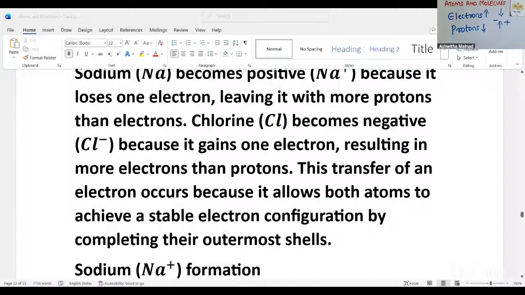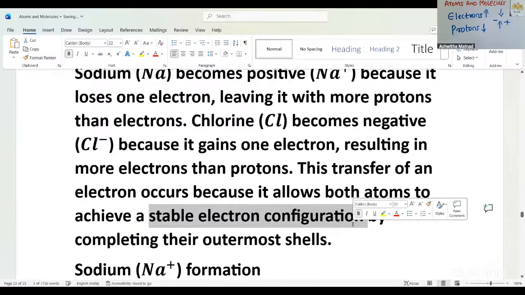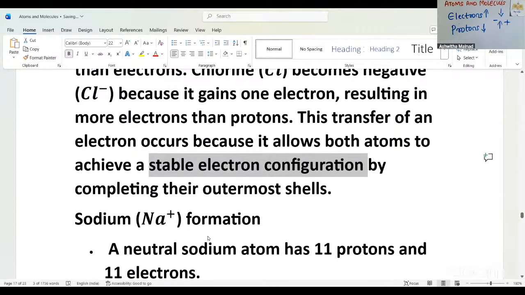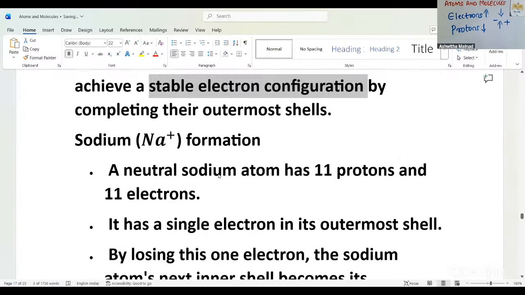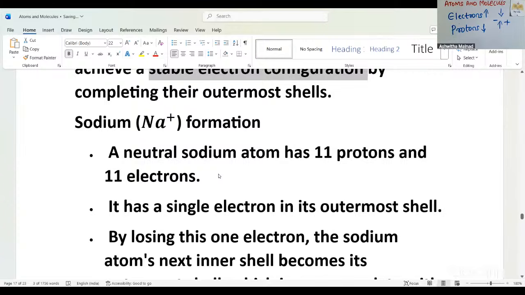So this transfer of an electron occurs because it allows both atoms to achieve a stable electron configuration by completing their outermost shell. Looking at it like a shell, one atom donates electrons and the other keeps adding. Let's see how sodium formation happens. This is little technical and of course it is beyond your syllabus, but since you had the curiosity about this question, we greatly appreciate it and we're trying to explain to you.